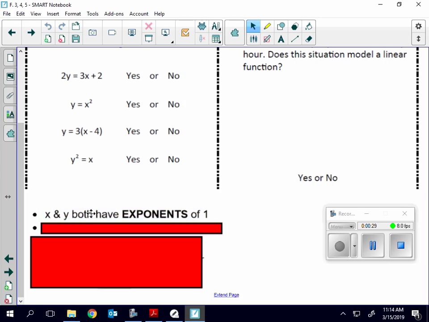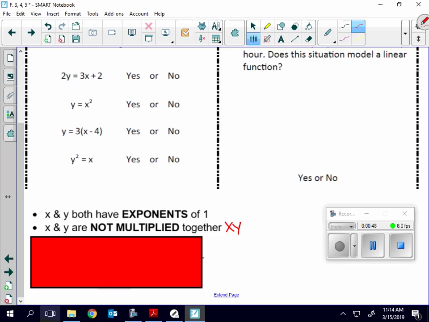First of all, x and y both have to have exponents of 1. Okay, they have to have really no exponents there because we know that's an exponent of 1. All right, and x and y both can't be multiplied together. You can't have x times y. That's written like this, xy. Can't have that. There has to be some kind of sign in between them.